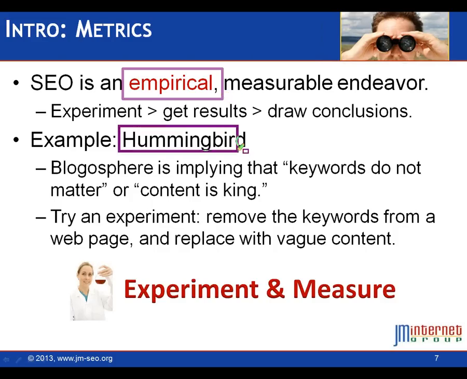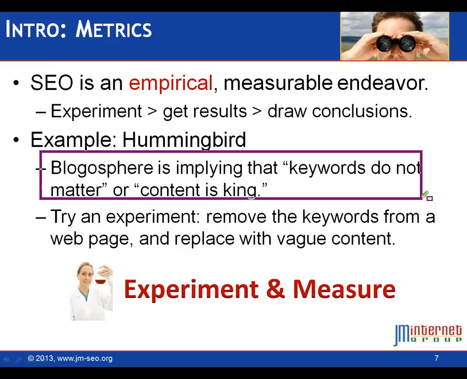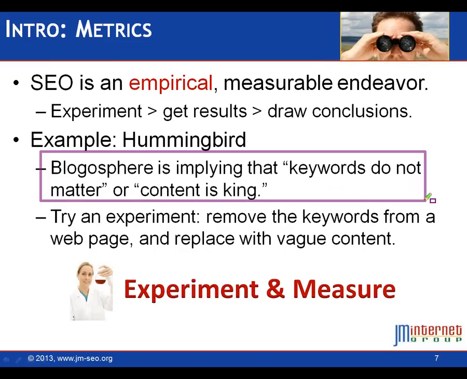So we're going to talk about Hummingbird. Hummingbird is the latest buzzword. Is it an algorithm change? Is it an update? How do we perceive Hummingbird? What do we mean by Hummingbird, et cetera. This is sort of where the origin of this entire session came from. There were so many blog posts after the Hummingbird announcement that said keywords don't matter. Everything's new, everything's different, don't use keywords anymore. It was just a cacophony of crazy content.